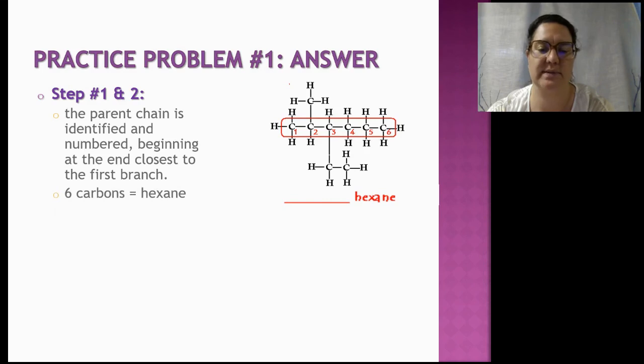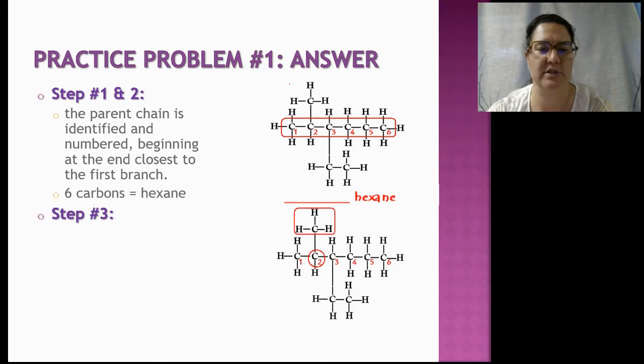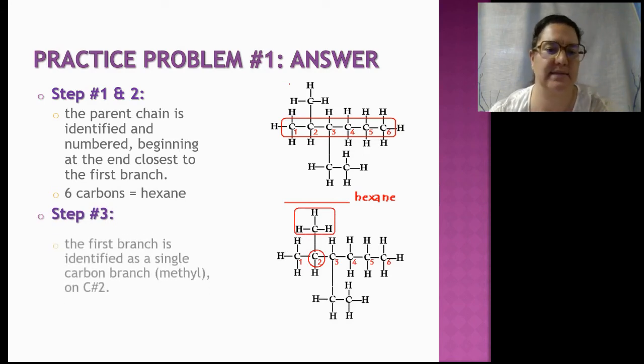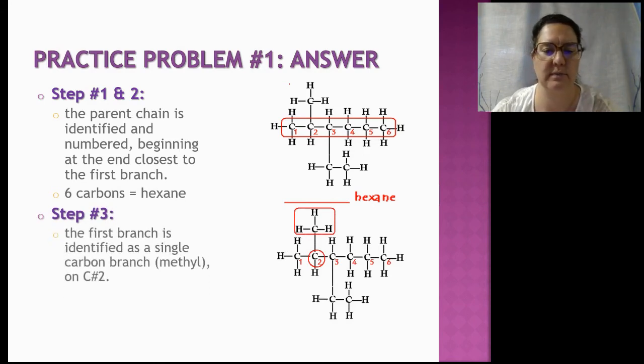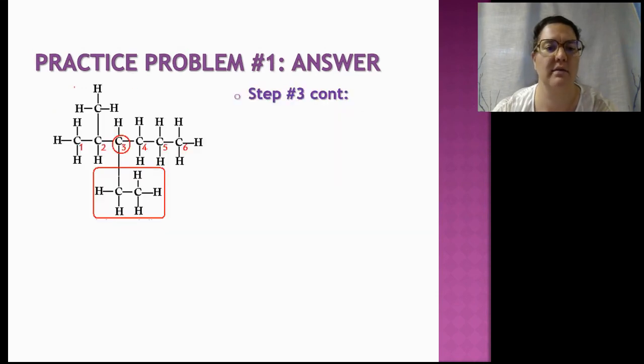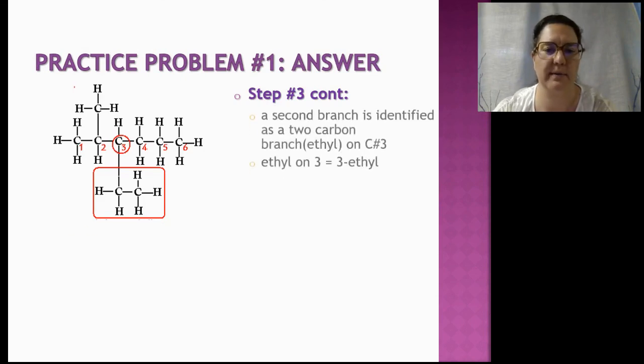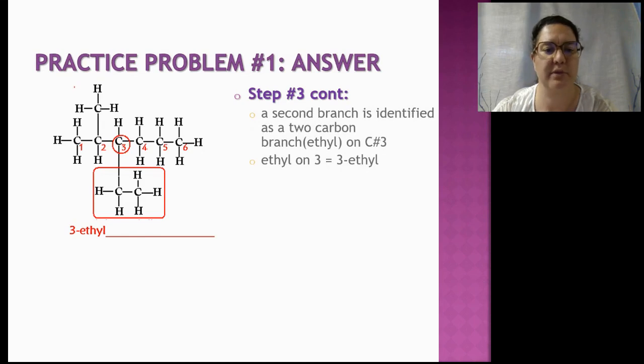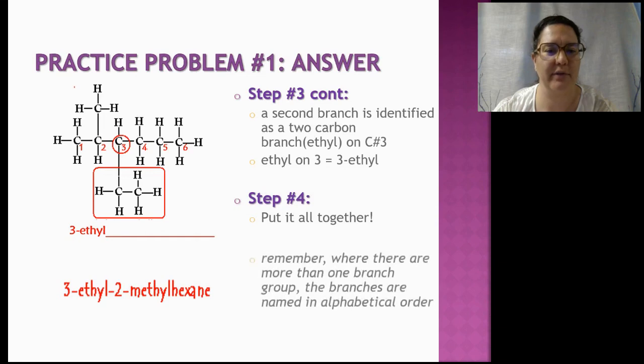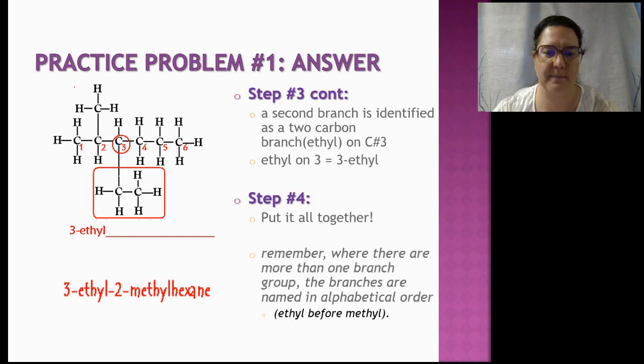So we have a 6 carbon chain, so it's hexane. Step 3, we want to identify the branches. We have a methyl branch because it has a single carbon on C2. So we'll have 2-methylhexane. And then lastly, we have to identify our ethyl branch, which comes first alphabetically, off the 3rd carbon. So it's 3-ethyl. Finally, putting it all together: 3-ethyl-2-methylhexane. So we're, again, remembering when there's more than one branched group, we have to name them alphabetically.